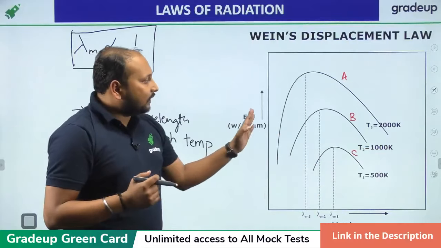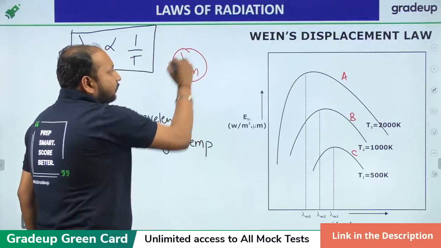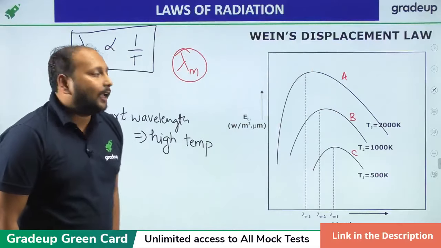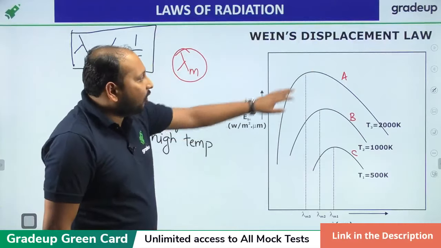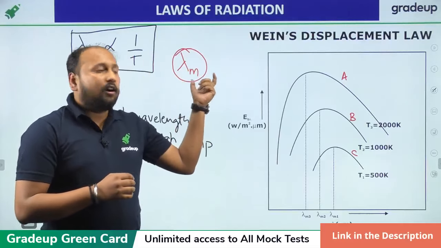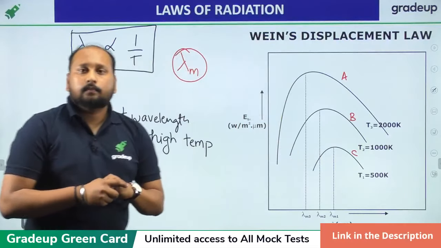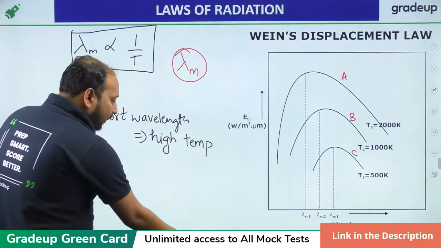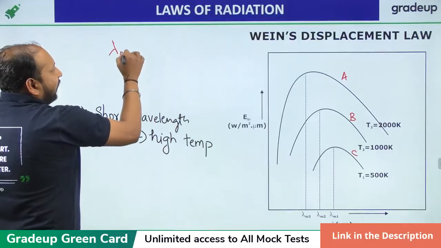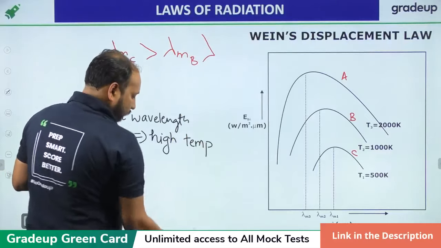So, can you tell me what pattern you are seeing? What is the sequence of the maximum wavelength? Which radiation will have the maximum wavelength, A, B or C? Quickly tell me what the pattern of lambda m will be, which will be the highest, and which will be the lowest? A. Clear? If you write in increasing order, lambda m for radiation C will be greater than lambda m for B and lambda m for A.